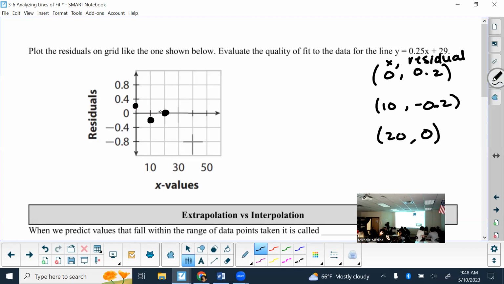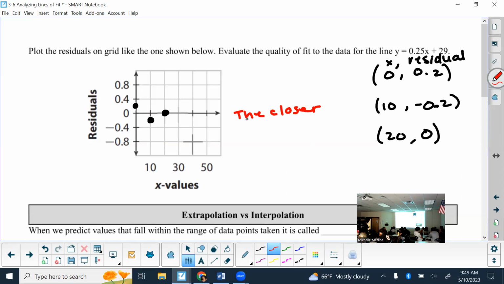All right, we said that this was a good line of best fit because the residuals were close to 0. How can you tell visually that it's a good line of best fit? What are all of these close to? What's that line called? Not that it's close to the origin. Okay, the x-axis. The origin is right in the middle, that wouldn't necessarily be it. It is close to the origin.